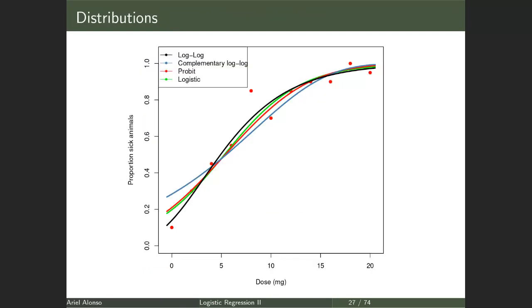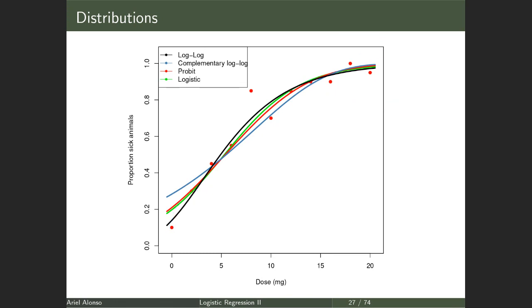If you plot the models, you can see the red line and the green line are the probit and the logistic. They do almost the same; they give very similar results. Now, if you look at the complementary log-log, the blue line over here, it kind of misses the mark because it fits the model pretty well in this part of the graph, but here it misses, because look at where the points are, and it goes to zero too slowly.